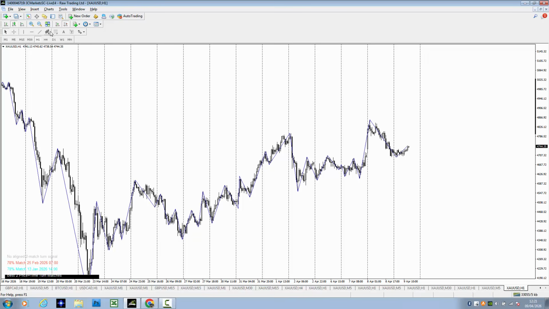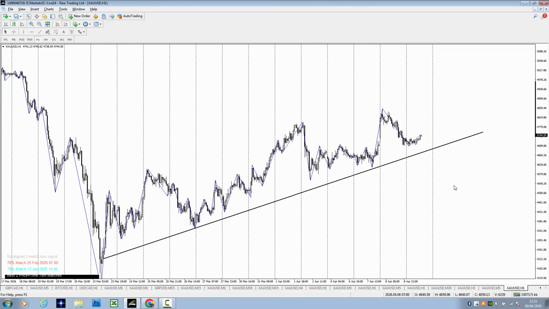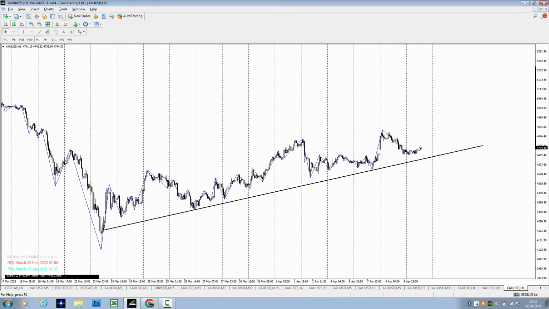Very easy way to look at that is look at the last couple of days and simply put a line on a low and just do that, and that tells you that the direction of the gold market is upwards. And that doesn't have to be perfect, just a general idea is the gold market's going up.